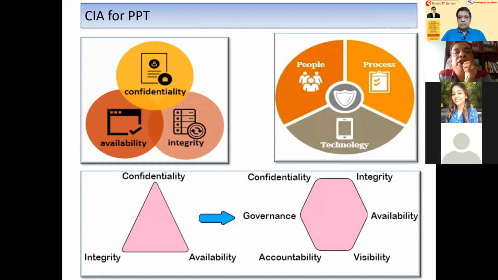When I say confidentiality of the data, in any organization, there is data which is classified as confidential, highly confidential, and not confidential for public. For example, let's take an organization. What is the public data? Their website. Everybody can log in and see it. That piece of information is public.